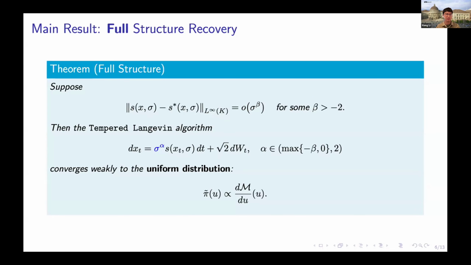Basically, your score error should be smaller than the leading geometry term. And for a diffusion model, in this case, it only gives you an unknown distribution on the manifold. But with our tempered Langevin algorithm, you can converge to a uniform distribution on the manifold.